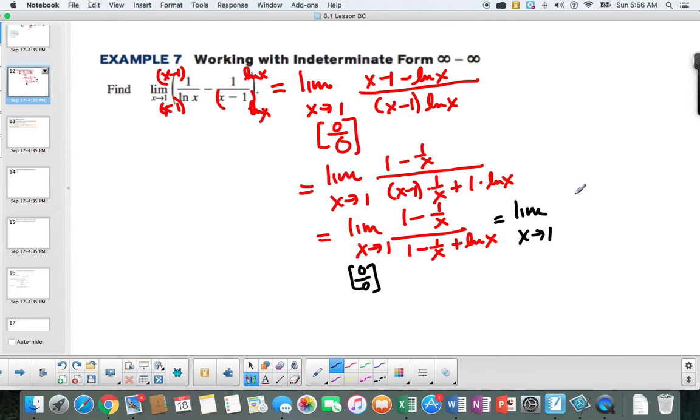And this will be 1 over x squared all over 1 over x squared plus 1 over x. And allowing x to be equal to 1, I'm going to get a 1 in my numerator, and down here I'm going to get a 2. So the limit is going to be equal to 1/2.